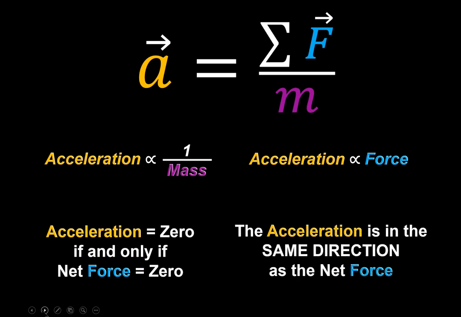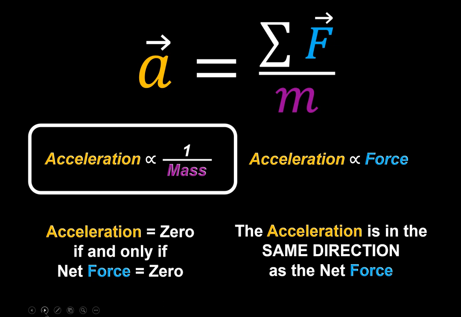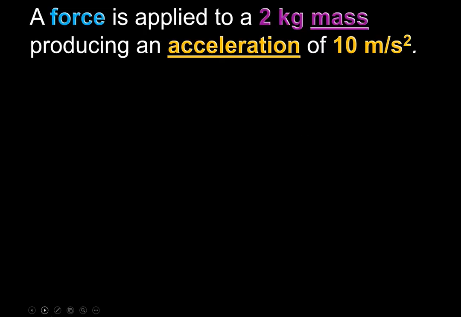And then the acceleration is in the same direction as the net force. Net force and acceleration are in the same direction. So let's focus on the acceleration being inversely proportional to mass. A force is applied to a 2 kilogram mass, producing an acceleration of 10 meters per second squared.